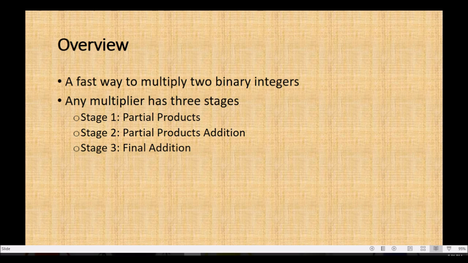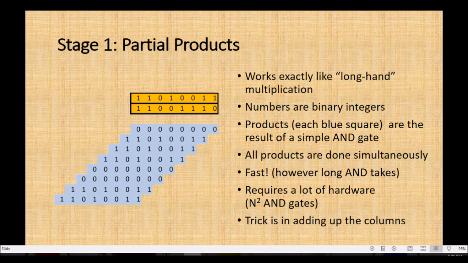As I said in the last slide, the Wallace tree multiplier is a fast way to multiply two binary integers. And like any multiplier, the Wallace tree has 3 stages: partial products, addition, and final addition. In the first stage, we calculate partial products. This works exactly like longhand multiplication. I have two numbers here, and they're going to be multiplied in this example, and they're boxed in.